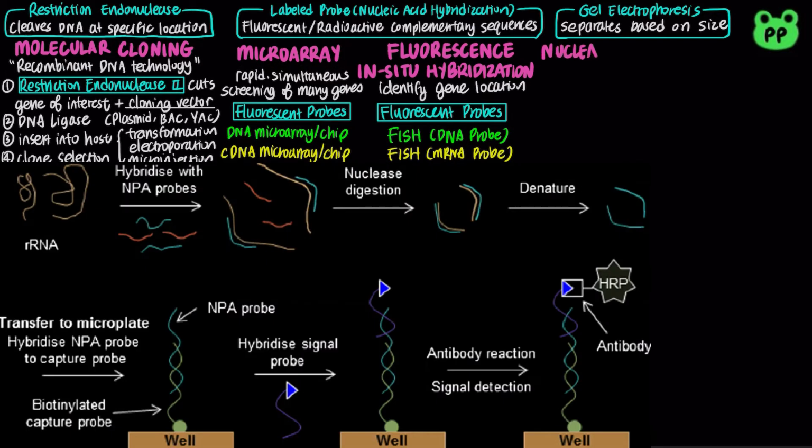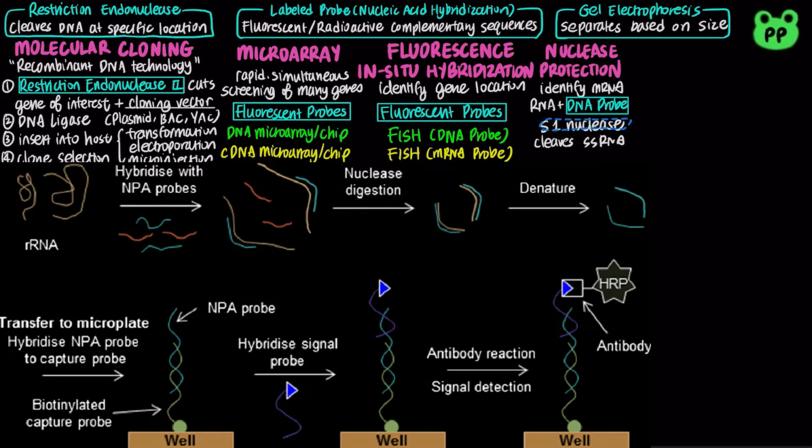The nuclease protection assay is a technique used to identify specific mRNA. RNA molecules are first hybridized with DNA probes to form DNA-RNA hybrids. The mixture is then exposed to S1 nuclease, which specifically cleaves only single-stranded RNA but has no activity against double-stranded RNA. The surviving RNAs are those complementary to a DNA probe. Nuclease protection can be used to map introns and indicate the level of transcription.